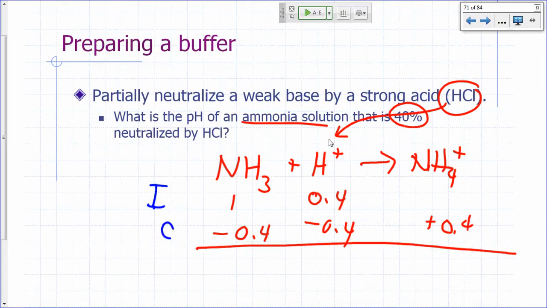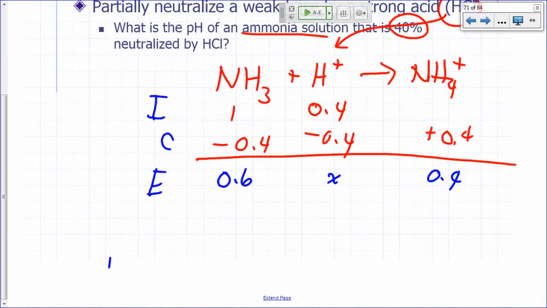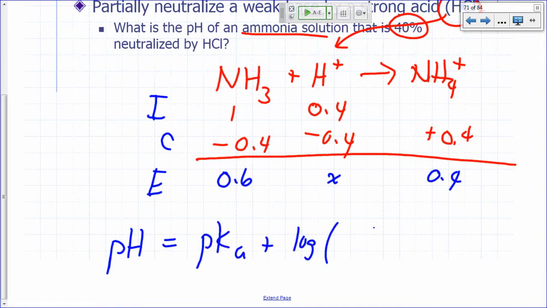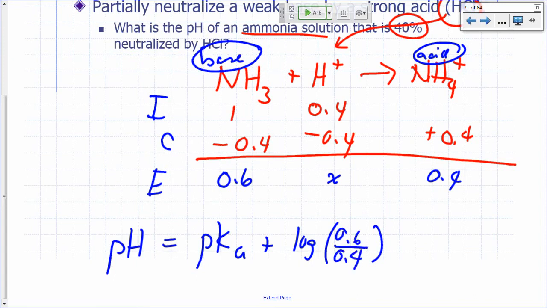So overall, at equilibrium, instead of 1, you now have just 0.6 for the ammonia, right? 40% of it is gone. You have 0.6 left, and you have a trace amount of H+. How much ammonium would you make? Also 0.4. So what's our pH here? This is pKa plus log of, what's the base over the acid here? This is your base, right? And this is your acid. So how do I know ammonia is the base? It's a proton acceptor. So this is going to be 0.6 over 0.4.